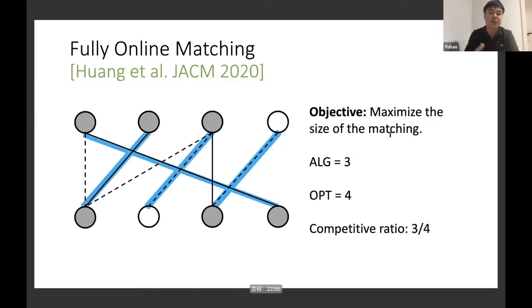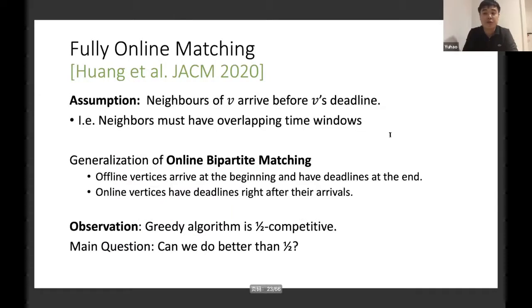And actually, if we know everything at the beginning, we can make 4. And 4 is the optimal solution for this case. So in competitive analysis, if we can prove an algorithm can always keep a ratio like 3/4, then we say the competitive ratio of that algorithm is 3/4.